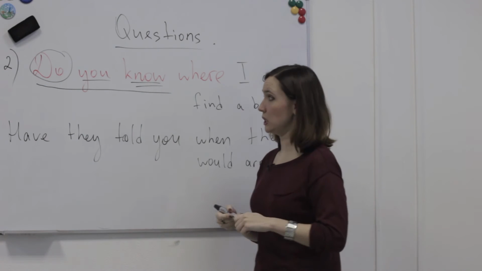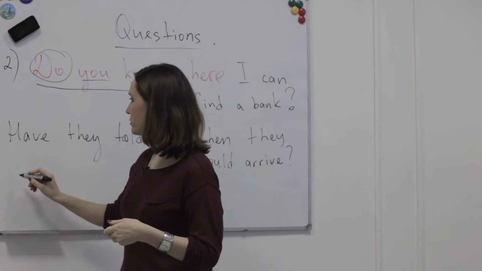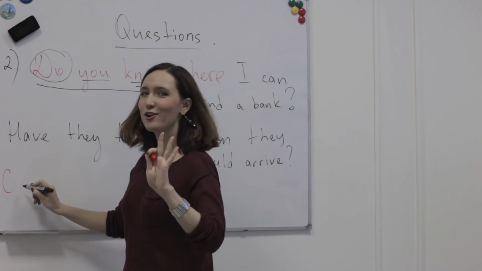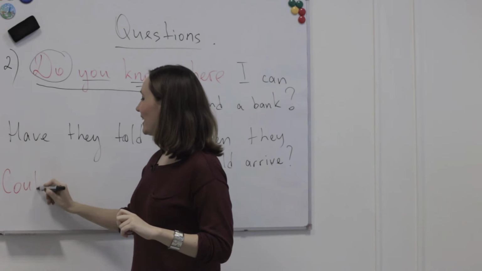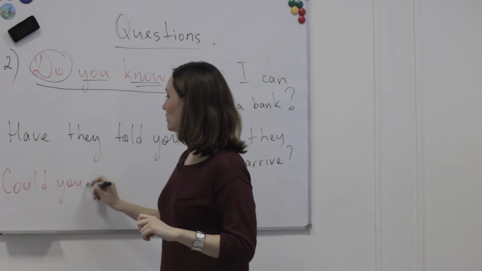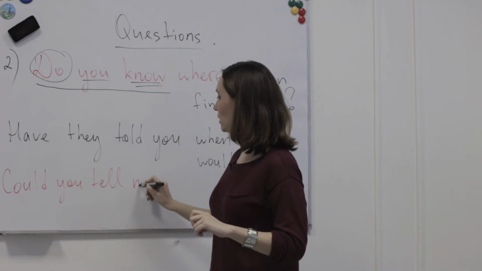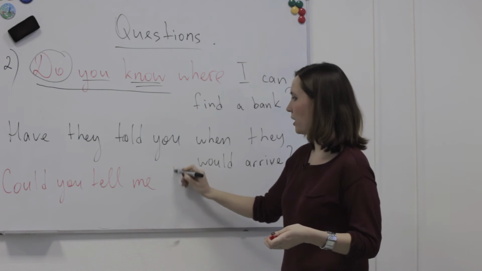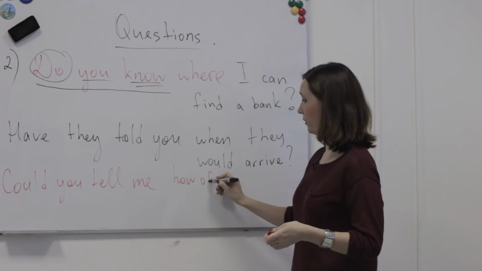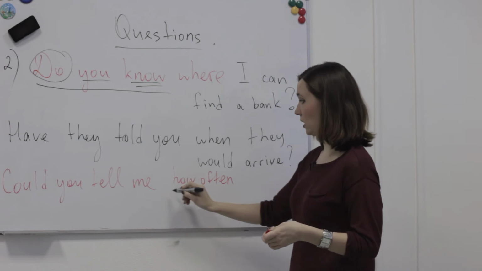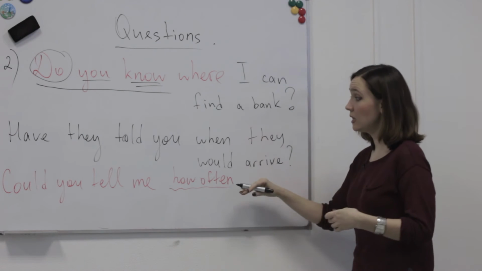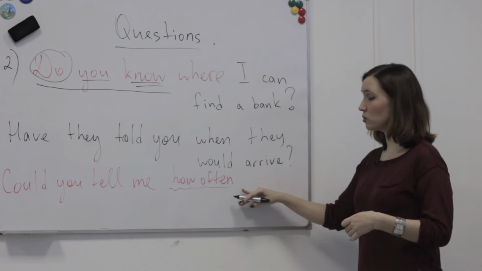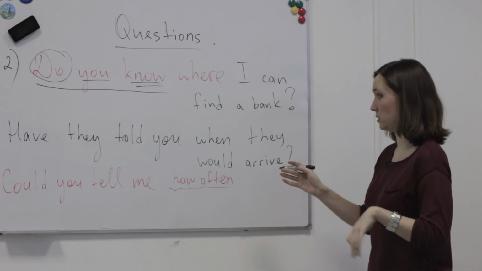And the third example, let's have something like a really polite one. Could you tell me? The question is here. And after that, you can have whatever. How often? Yeah, which is a question phrase, but still, it'll be followed by a simple positive sentence.